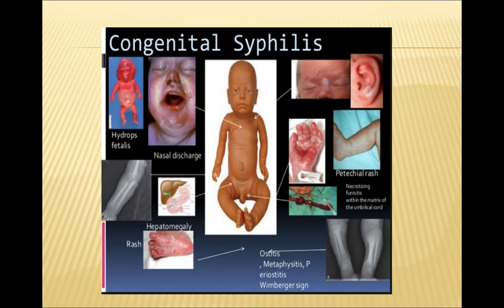and these can have residual stigmata like saber shin, Hutchinson's teeth, wherein you have notched central incisors, mulberry molars, and saddle nose. So this picture shows you various symptoms of congenital syphilis.